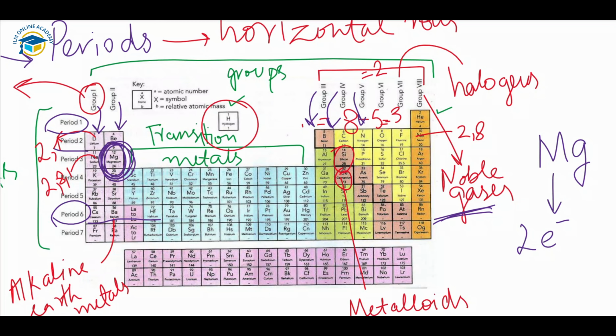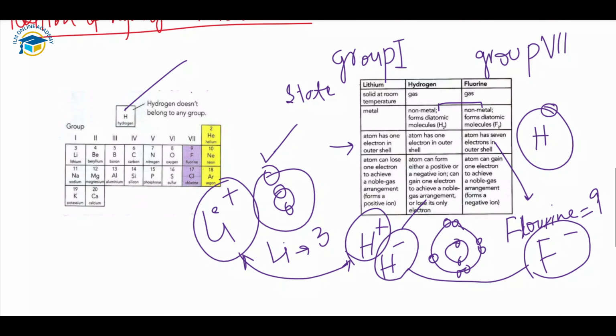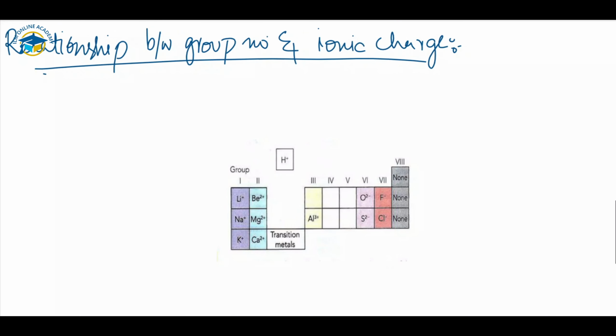Next, we will talk about the group number and the ionic charge. Ionic charge, we have already done with that, but now I will summarize again the group number and the ionic charge. Now we'll discuss the relationship between the position in the periodic table and electronic configuration. It means that there is a link between the group number and the charge on the ions that atoms form.